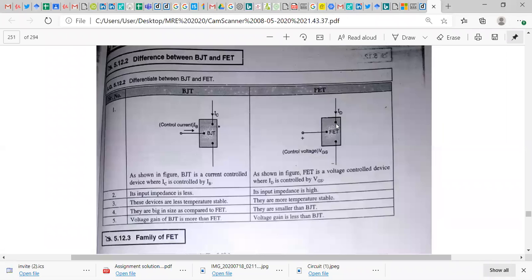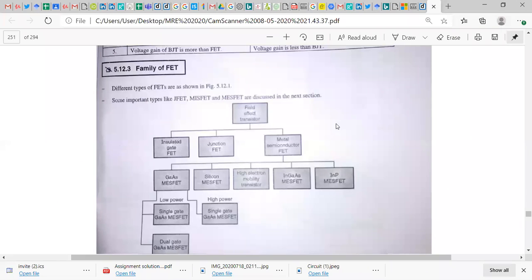BJT has high gain, FET has low gain. Go ahead, family of FET.